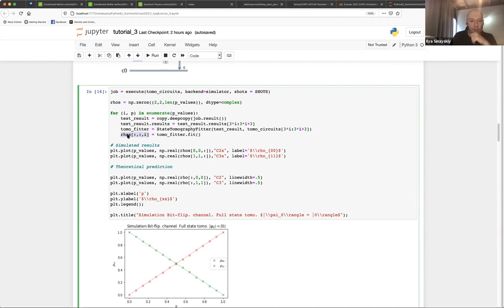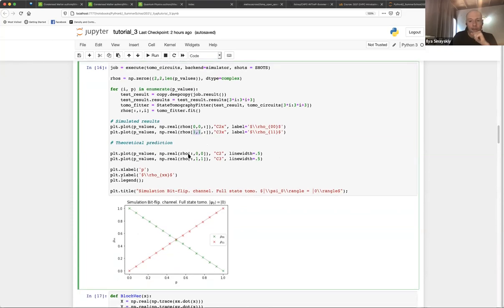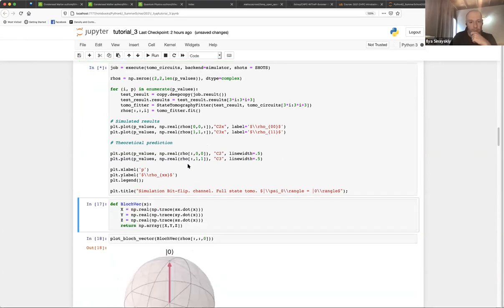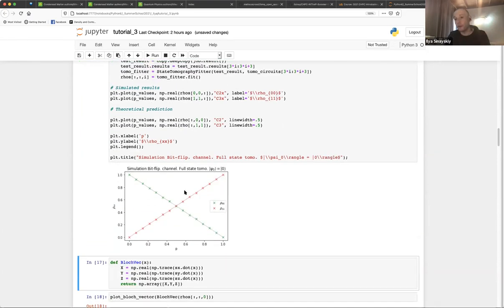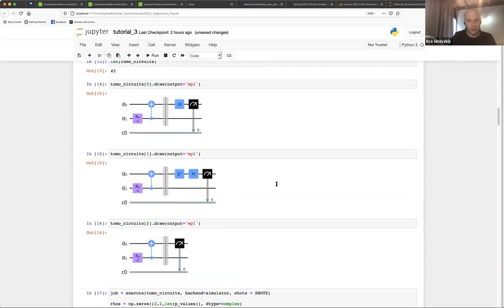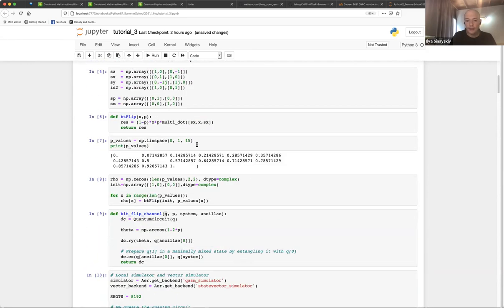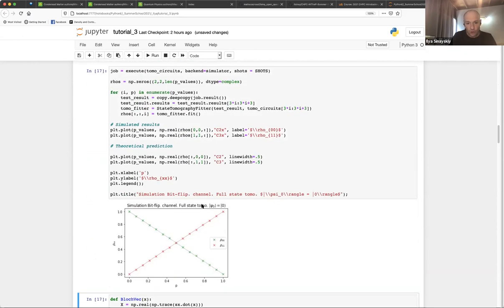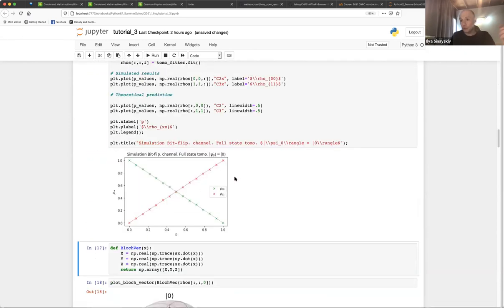So here we're going to have our simulated rows and we're plotting real and imaginary, or element 1, 1 and element 0, 0. And this is our theoretical predictions. And as you see, obviously, because we're doing perfect simulation without any noise, or not from the real device where you have a lot of noise, we're getting very good agreement, because the solid line is the prediction by our brute force channel and the crosses are our predictions from the experiment.